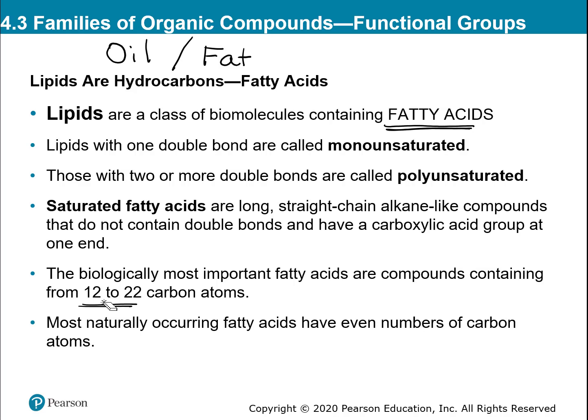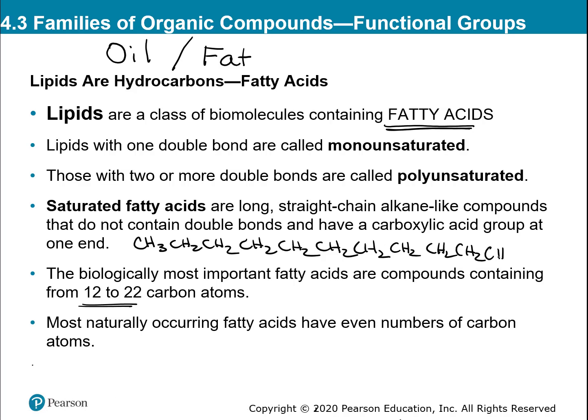So just to do 12, I would have CH3, then a series of CH2 groups, then CH2, C double bond O, OH, counting 2, 4, 6, 8, 10, 12. That's the smallest, okay? So that's a fatty acid chain. I made a couple just for you to see. This is a 16 carbon, okay? So this is just your typical building block of a fat.